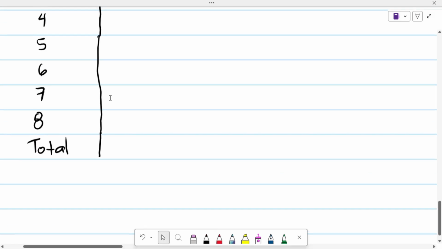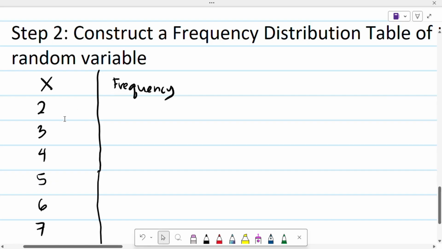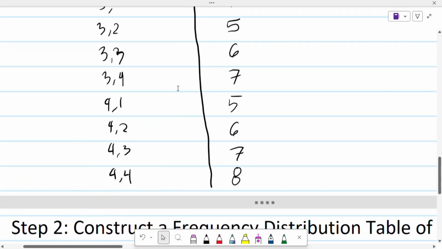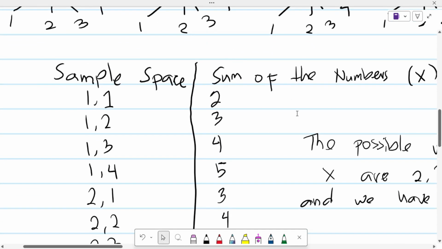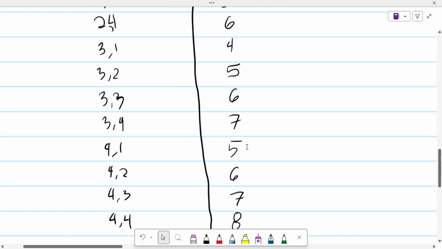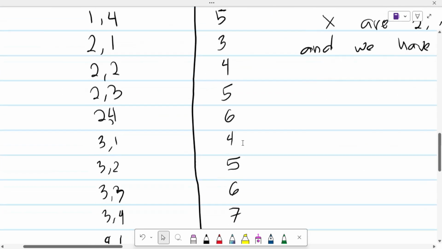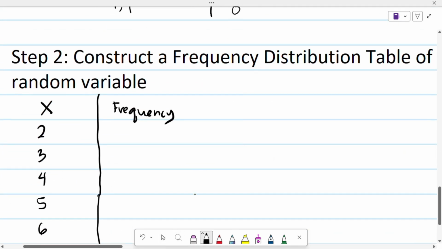After this, we are going to total the frequency. So how many times does the random variable x equal to 2 occur? If we count, we have 1. There is only one instance that the random variable x equals 2.